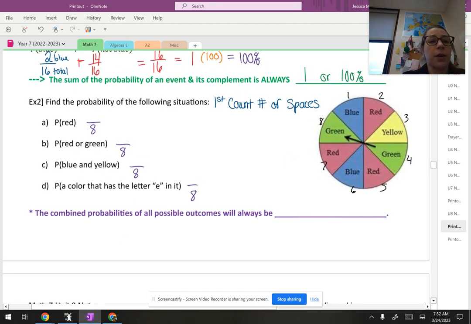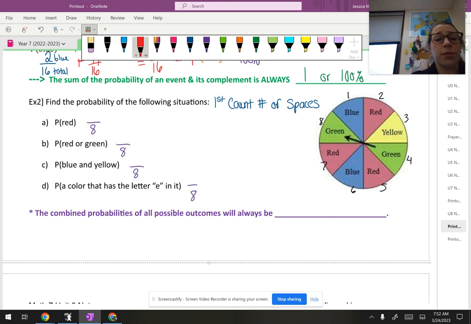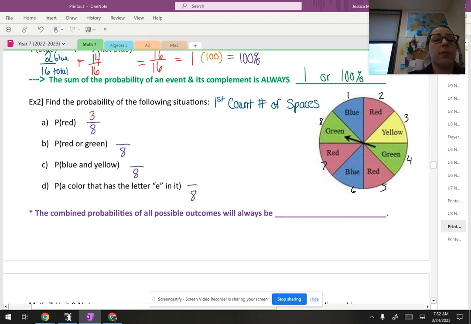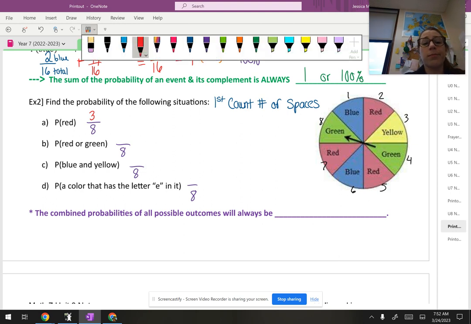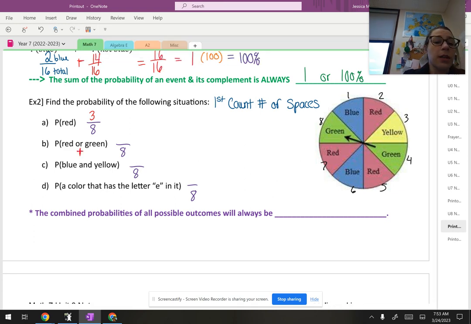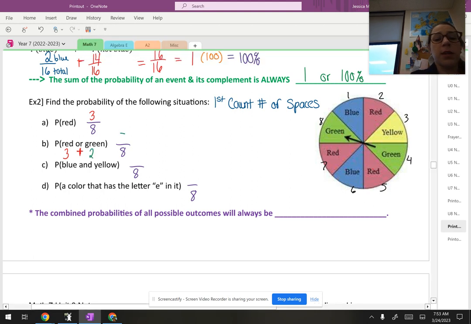All right, so let's go through here. Remember, this P of is just probability of spinning the spinner and getting red. 1, 2, 3, 3 red spaces out of my 8 total gets me my fraction of 3/8, and that's my probability. Boom! Up next, here we have another one, the probability of getting red or green. Remember that or, when in probability, tells us to add those together. So the 3 red plus the 2 green gives me 5 out of 8.